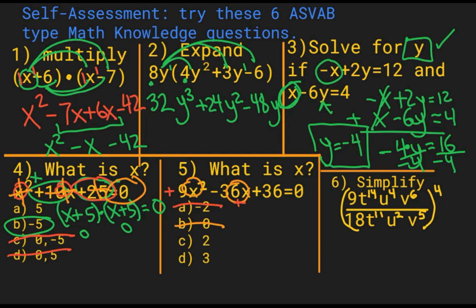Let me try 2. So 2 squared is 4, and 9 times 4 is 36. So 36 minus 36 times 2 is 72, plus 36. 36 and 36 is 72, and 72 minus 72 does equal 0, so that works.